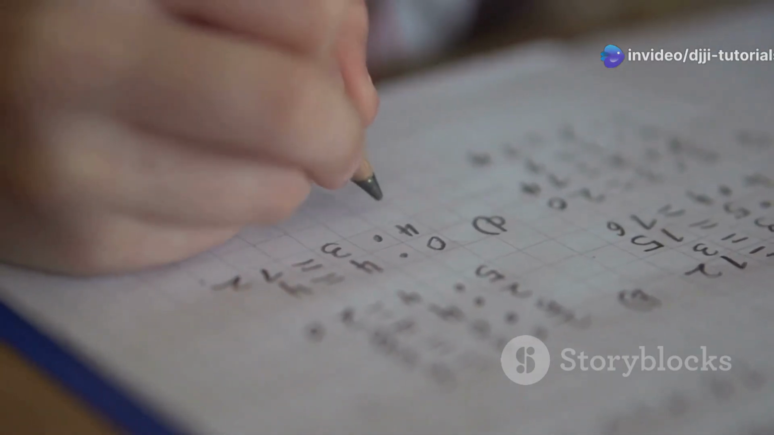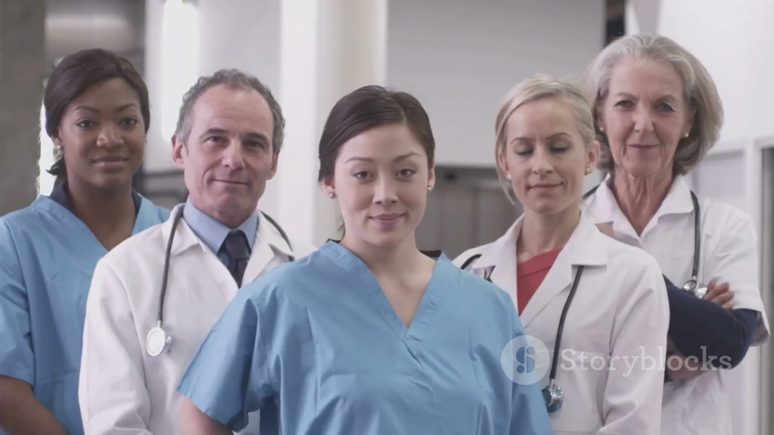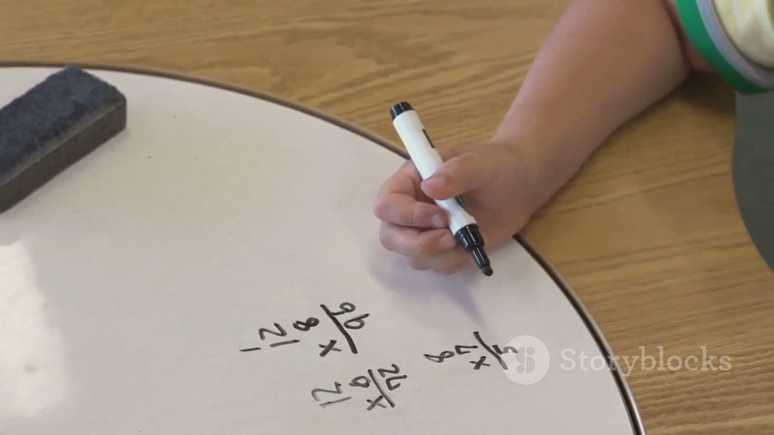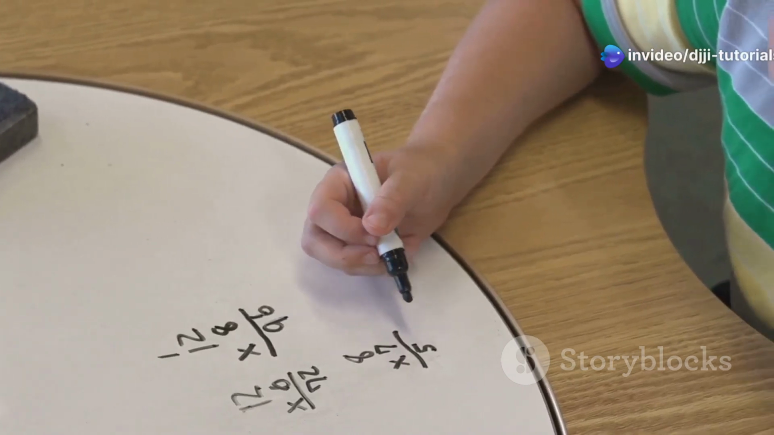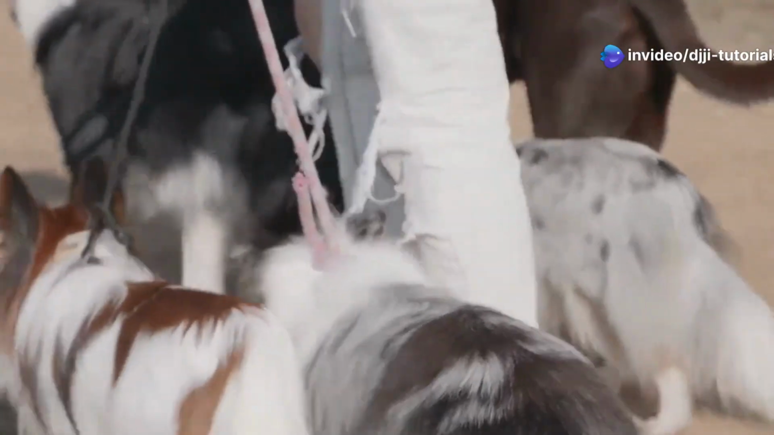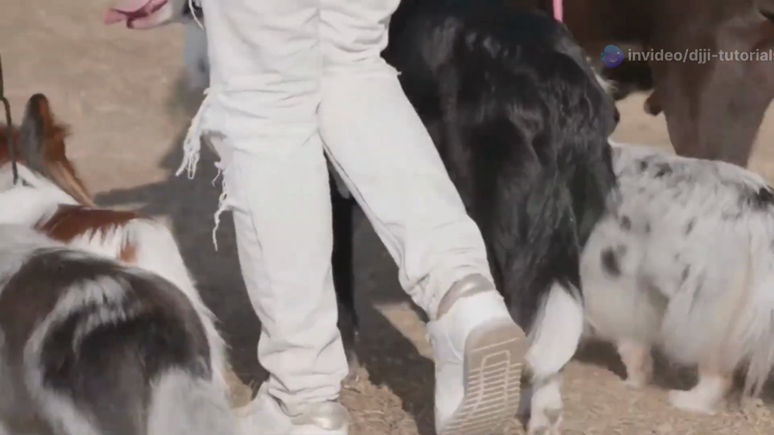2. Doctor-patient ratio. A clinic has 5 doctors for every 100 patients. Express this ratio as a fraction in simplest form. 3. Dog park fun. At a dog park there are 12 small dogs and 8 large dogs. What is the ratio of small dogs to the total number of dogs at the park?